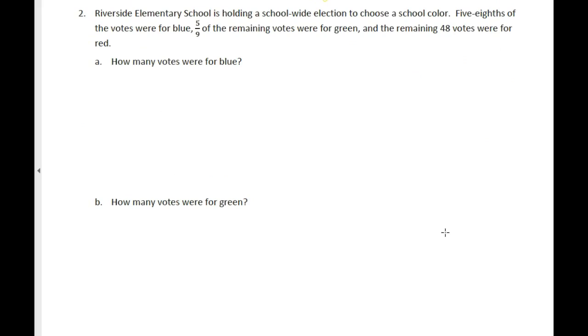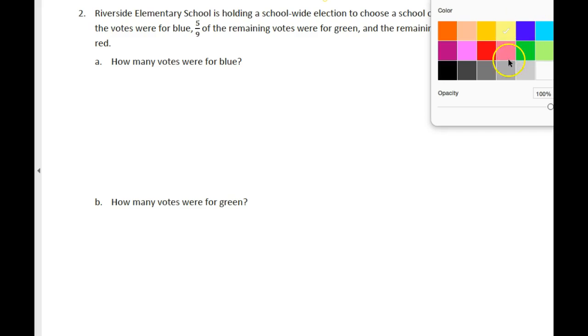We have Riverside Elementary School, and they're holding a school-wide election to choose a school color. 5/8 of the votes were for blue. 5/9 of the rest of those remaining were for green. And then those remaining after that were for red. So I'm going to start with a really neutral color again, because we're voting for colors here. So let's go with gray, because it's not really any color.